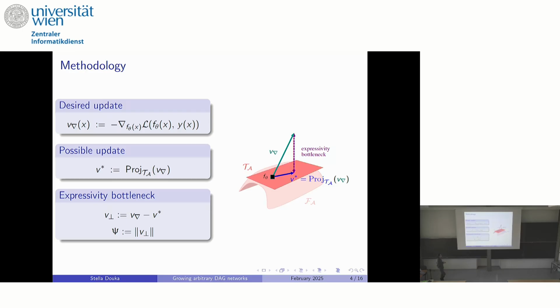And this creates a gap here, which we call the expressivity bottleneck. We define it again with V orthogonal. And it is nothing more than the desired update minus the possible update of all the existing parameters of the network. And we define its norm with psi here.